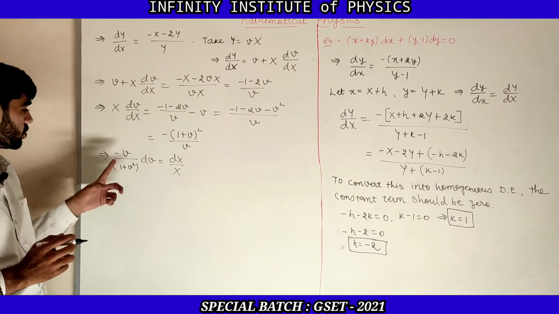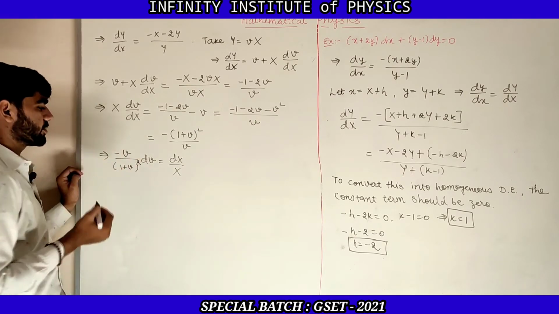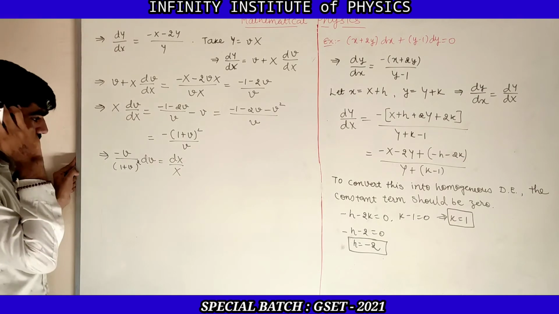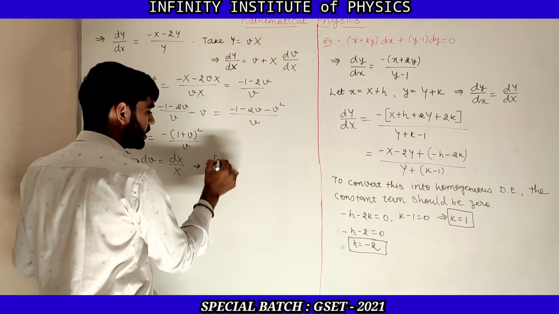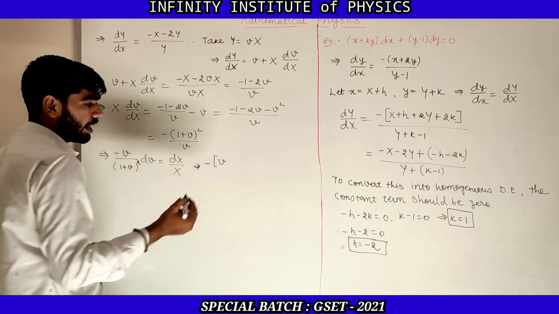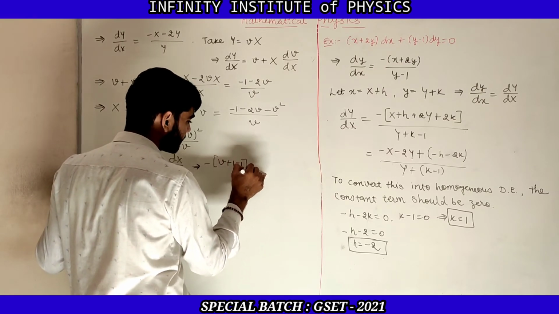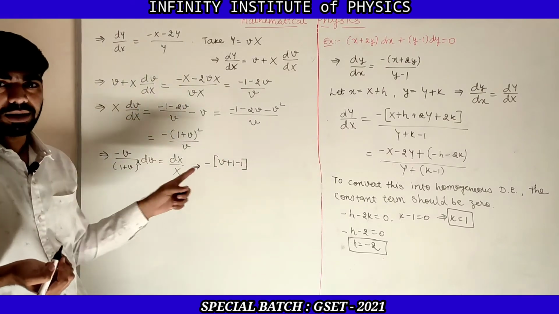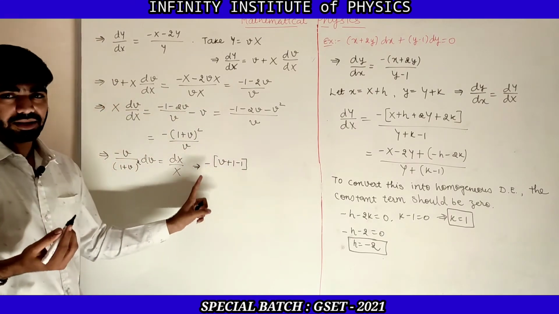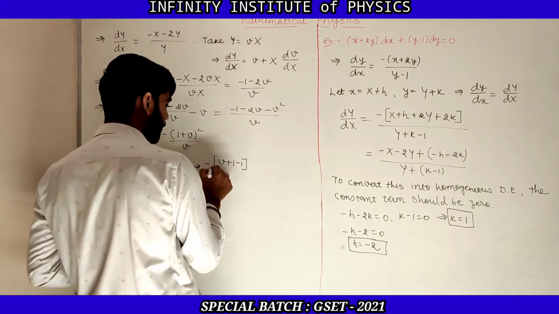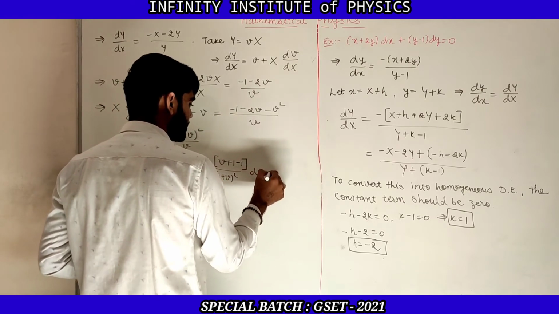Now how to solve this? Sorry, not v square, it is 1 plus v whole square. Now how to solve this? So what I am doing, I have just taken that minus common. Now v, now I am adding 1 plus 1 and adding 1 minus 1. V plus 1 minus 1, so plus 1 minus 1 will be 0, so that term is only v. So I have just arranged the term upon 1 plus v whole square dv is equal to dx upon x.